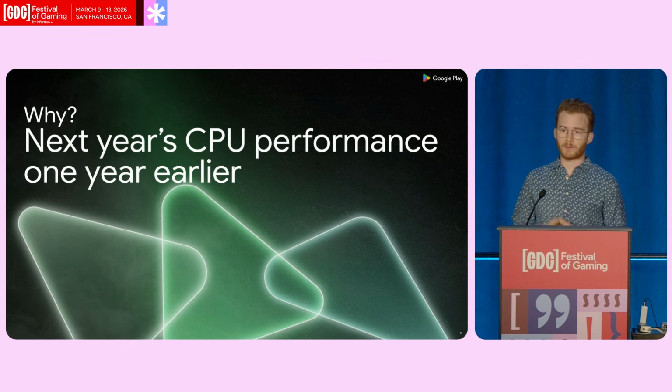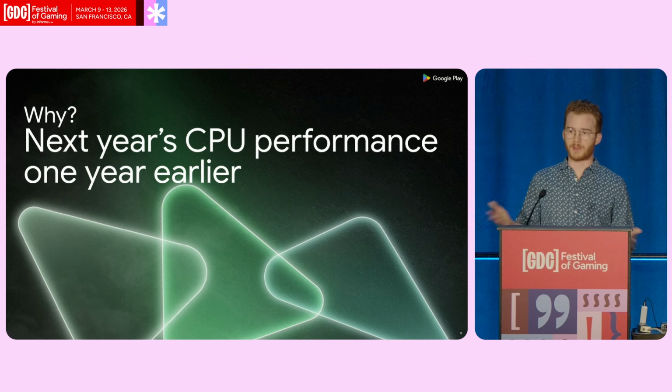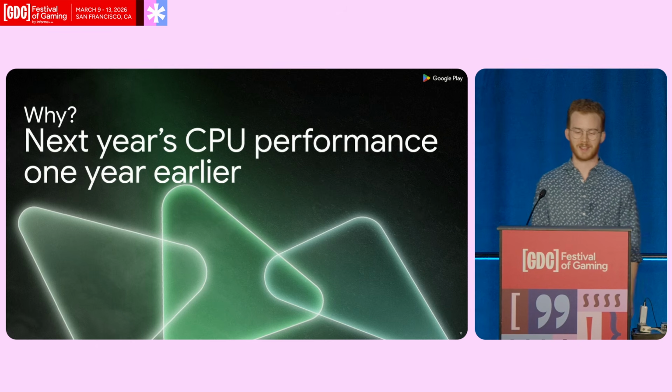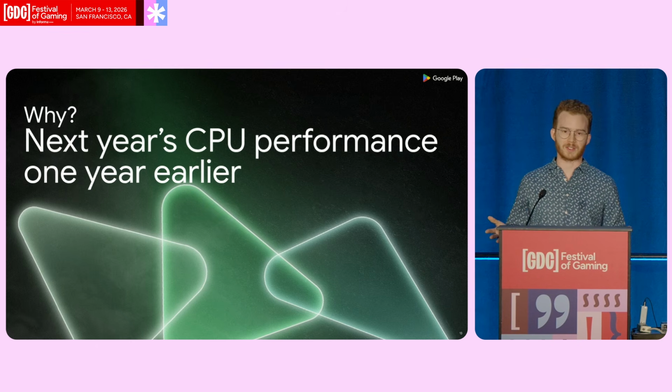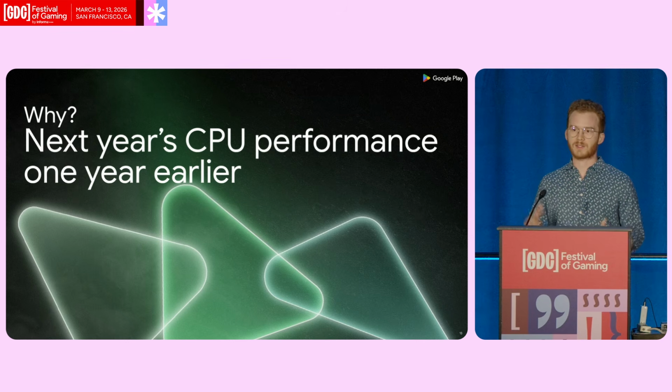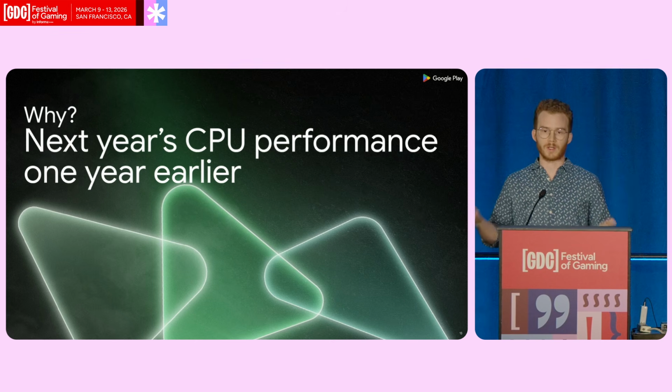So before I get into the technicals of what this is, or what we're doing and why, and so on, I'm going to talk about why we're doing this. So what does 16 KB pages get us? This is a change that we're able to make on certain hardware, which allows us to get next year's CPU performance one year later.